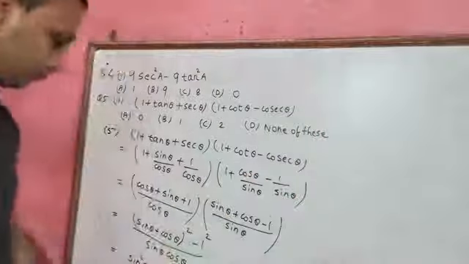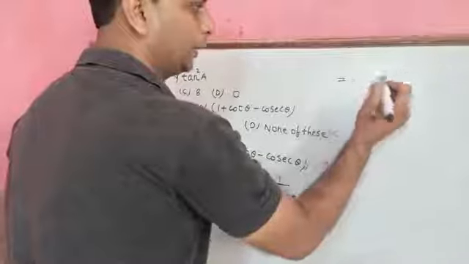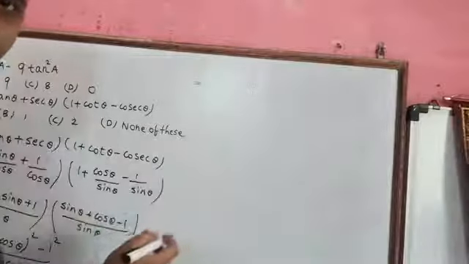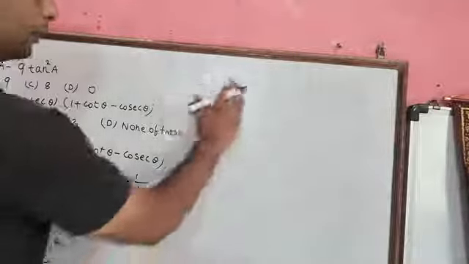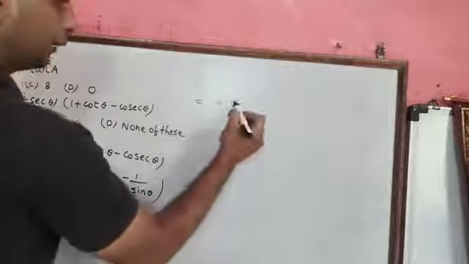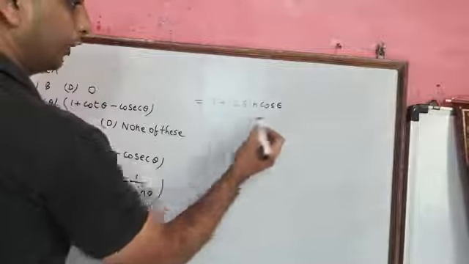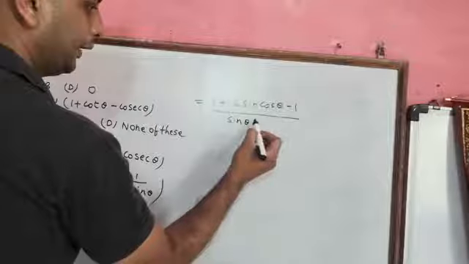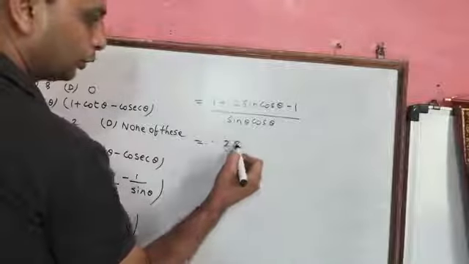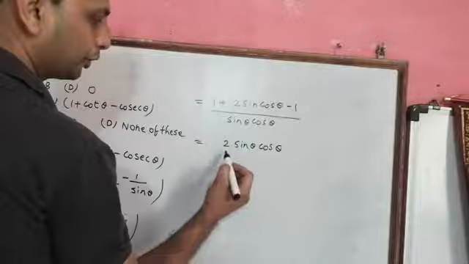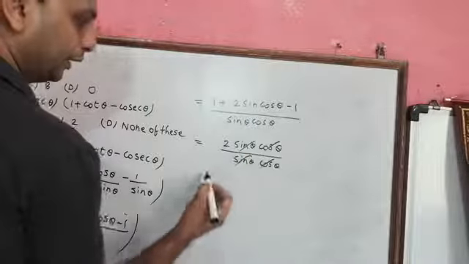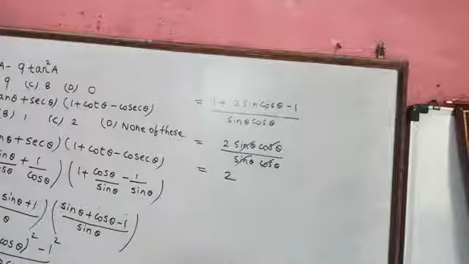1 plus 2 sin theta cos theta minus 1 upon sin theta cos theta. 1 plus minus 1 will be cancelled. 2 sin theta cos theta upon sin theta cos theta, sin theta cancel, cos theta cancel. It is equal to 2. So C is the correct answer.